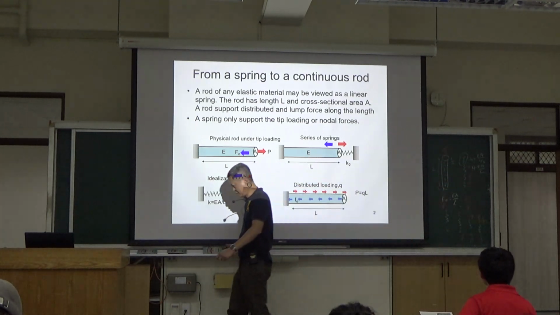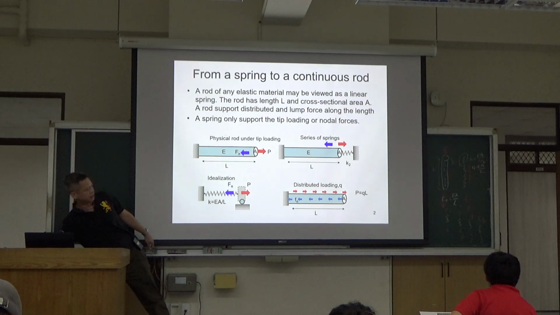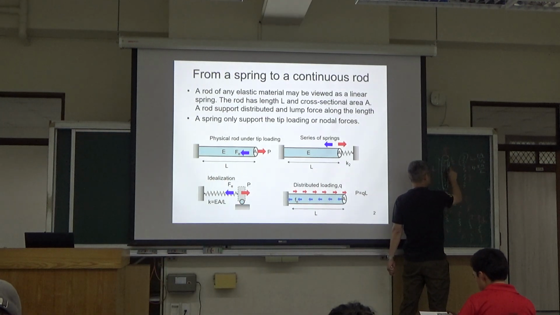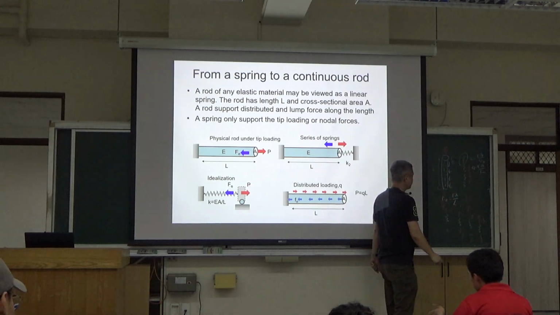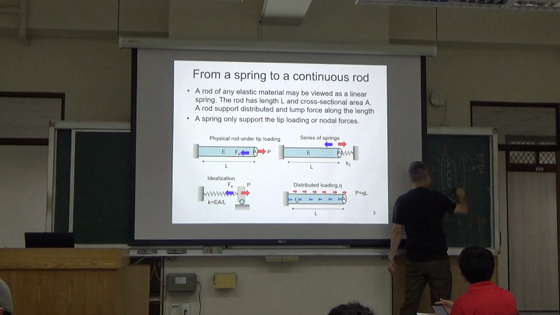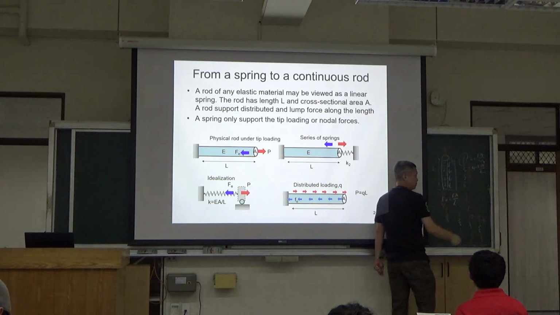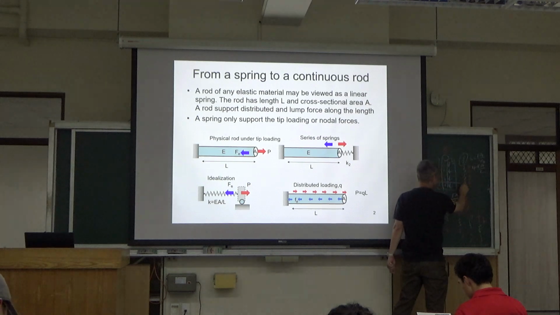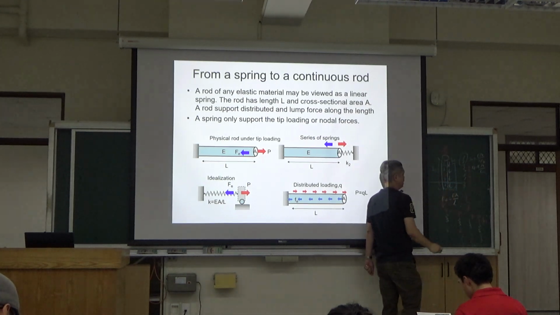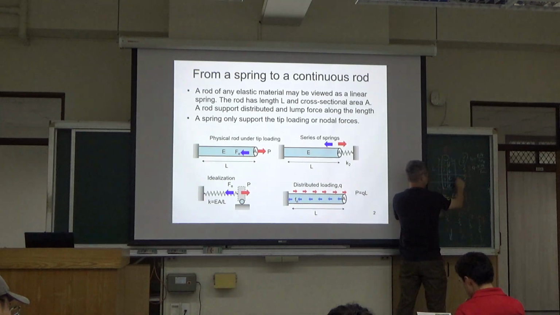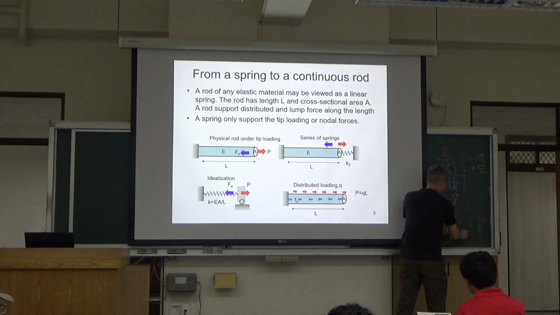But the question comes, what happens if you have distributed loading? If the force is now on the surface, the force accumulates, even though the profile is constant. When you cut here, you only see this amount of force. But if you cut here, you see double the amount of force.